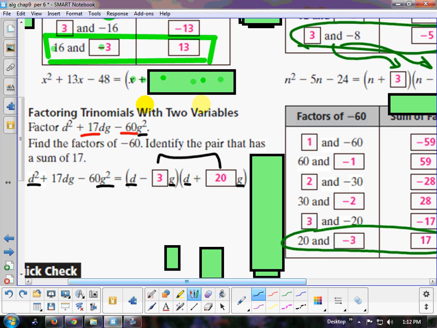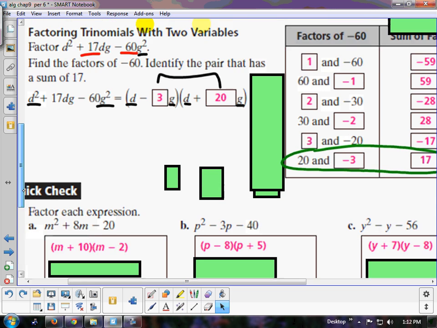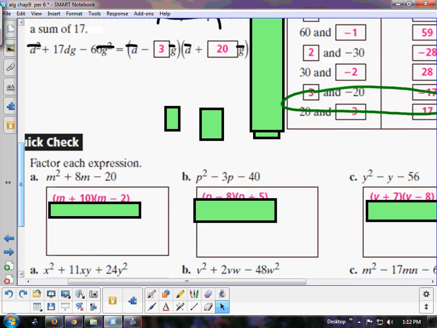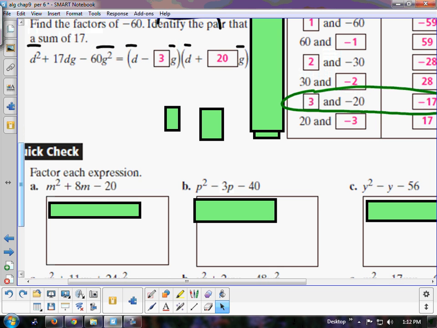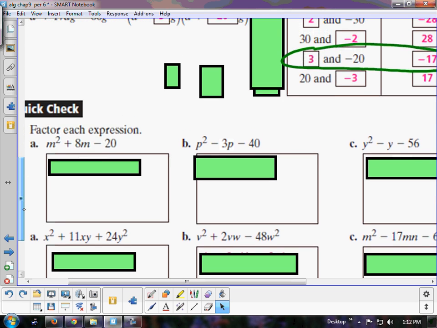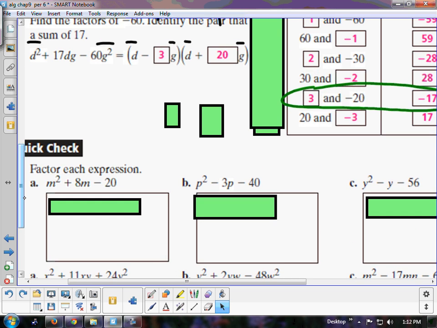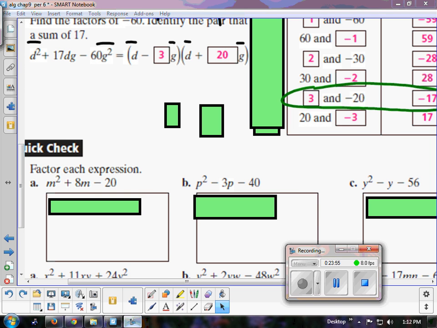So how do you know your answer's right? Do the box method to check your work. We're going to go down here to the quick check. You're going to try these quick checks and see if you can get these. And it is very important that you're successful at this. So please don't just wait for me to write the answers on the board.